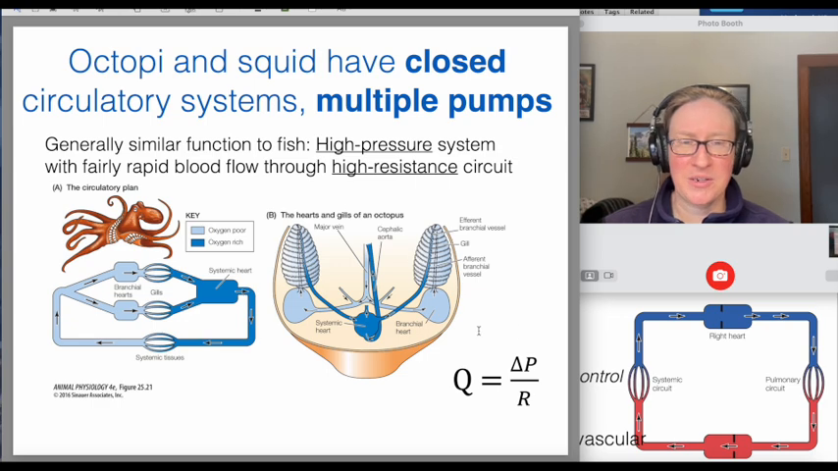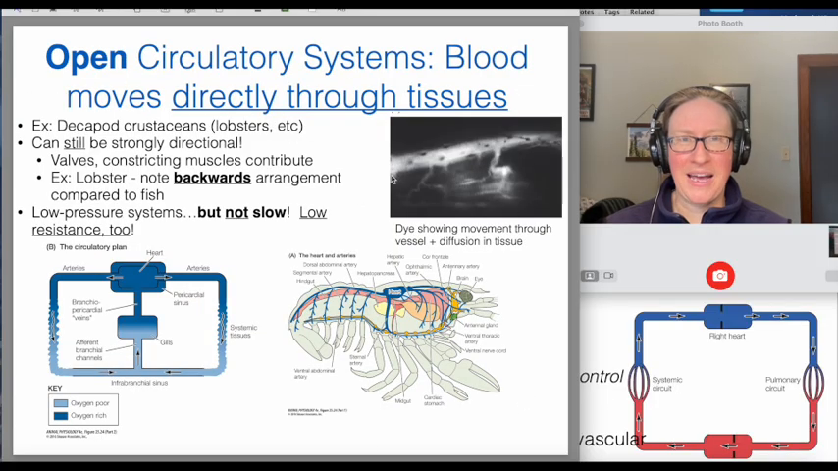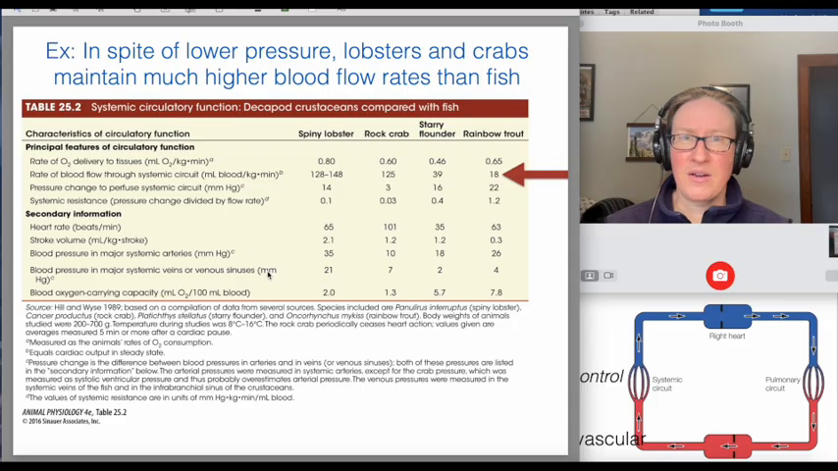So if we back up to this equation, you can get fast flow rates two different ways: high pressure or low resistance. So in the absence of high pressure, we can still get fast flow through low resistance. Right, and this actually means that the decapod crustaceans can maintain much higher flow rates than fish do.